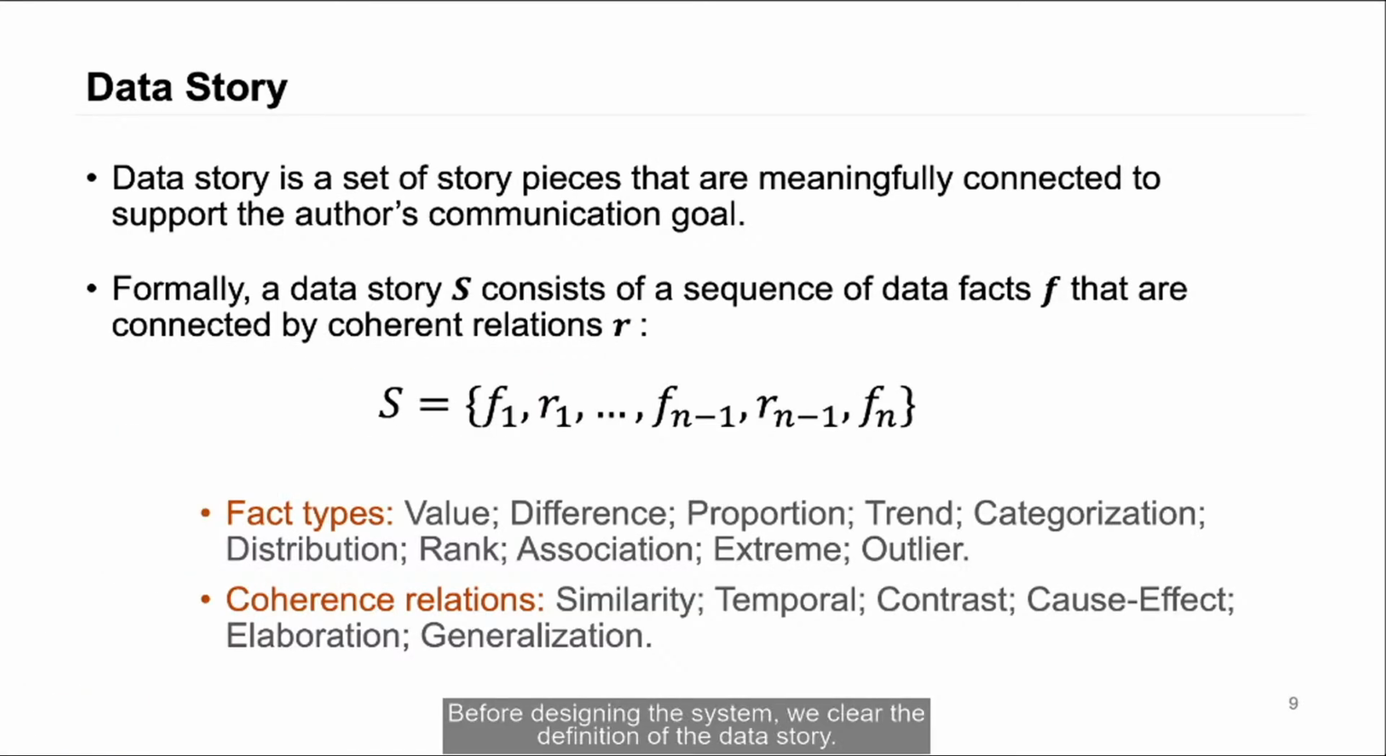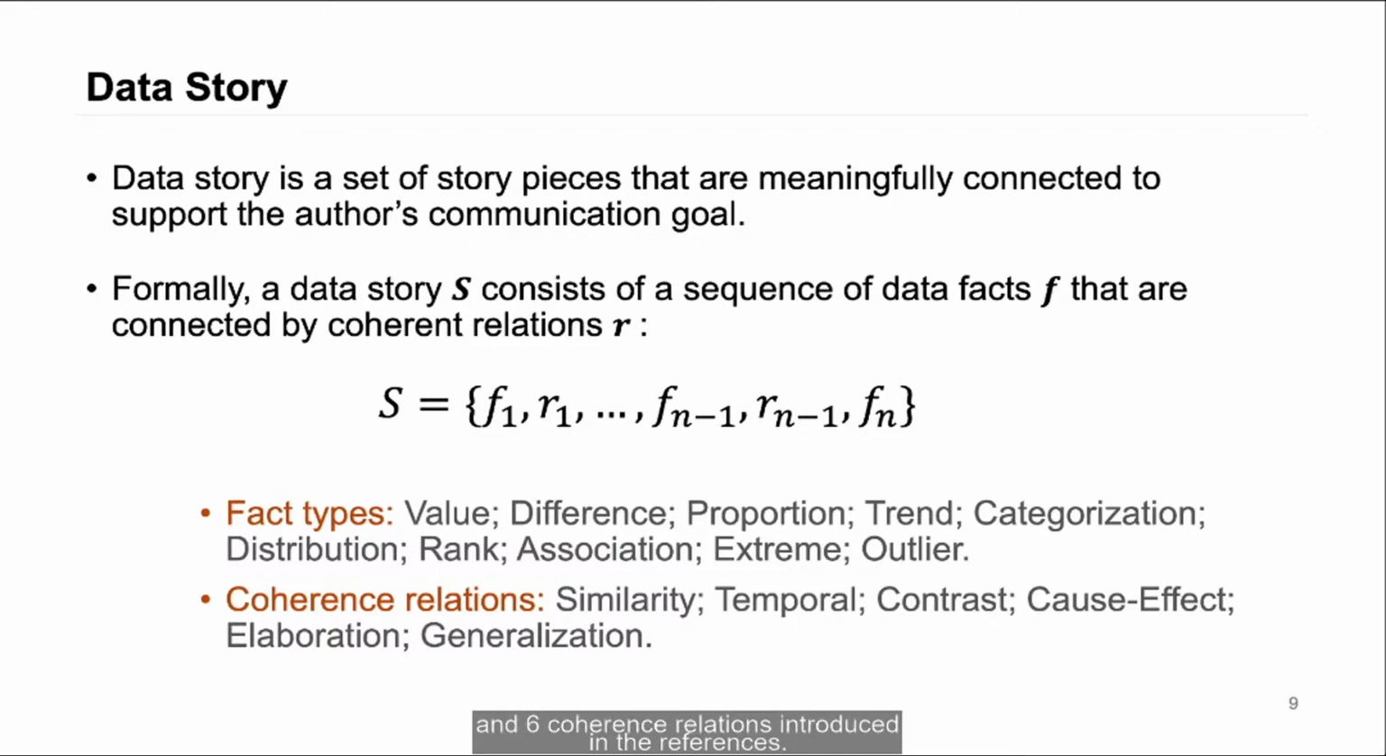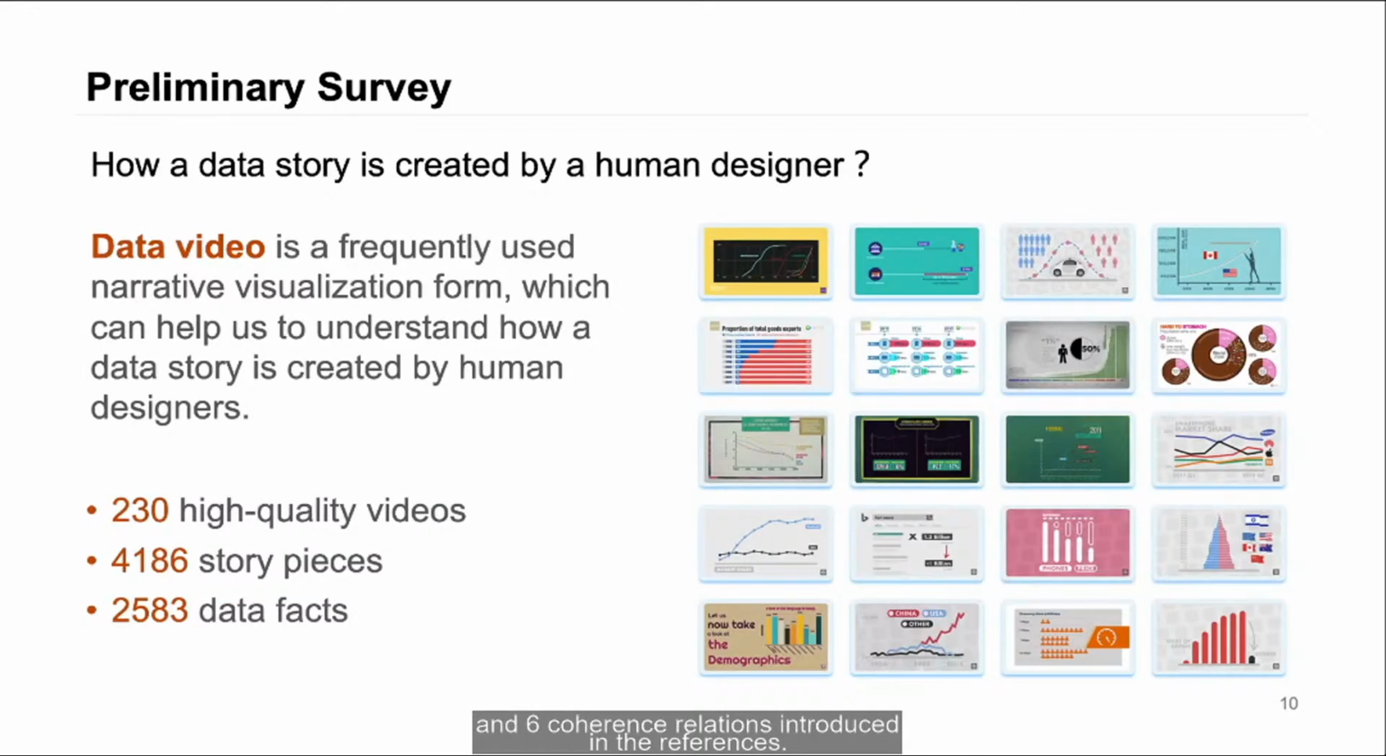Before designing the system, we clarify the definition of the data story. According to the reference, a data story is a set of story pieces that are meaningfully connected to support the author's communication goal. Formally, a data story consists of a sequence of data facts that are connected by coherent relations. Here, we borrowed the definition of 10 fact types and 6 coherence relations introduced in the references.